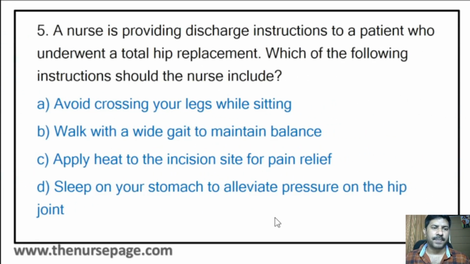Then fifth question, a nurse is providing discharge instruction to a patient who underwent a total hip replacement. Which of the following instructions should the nurse include? So that is an important point. Options: avoid crossing your legs while sitting, walk with a wide gait to maintain balance, apply heat to the incision site for pain relief, sleep on your stomach to alleviate pressure on the hip joint.